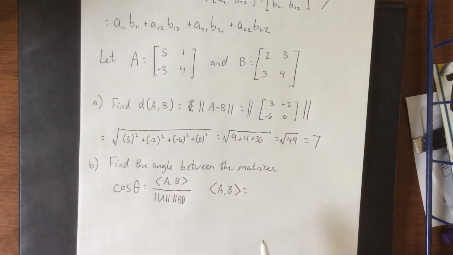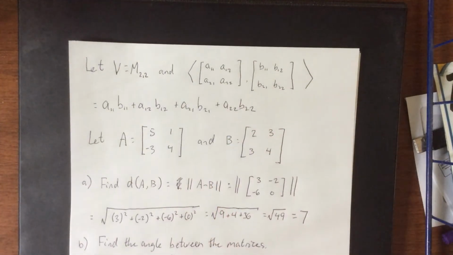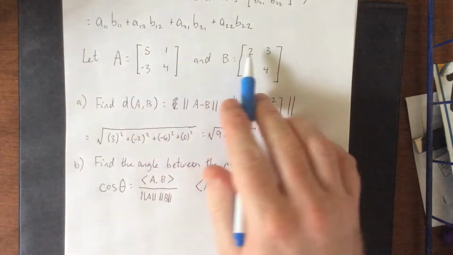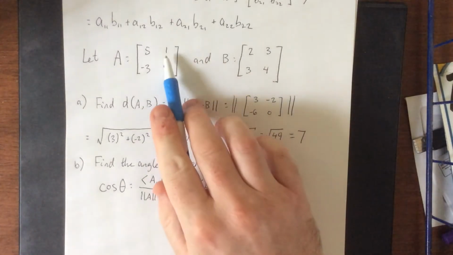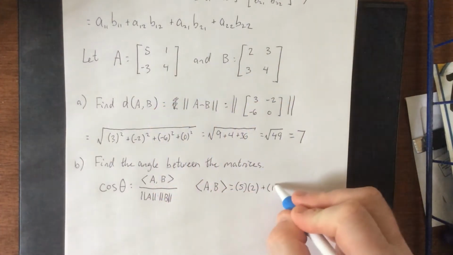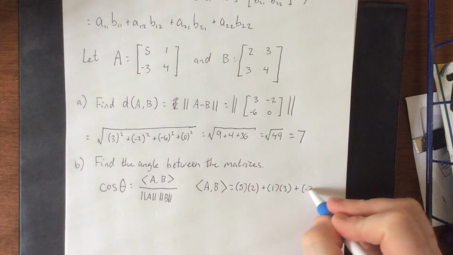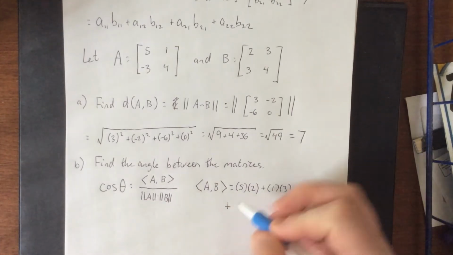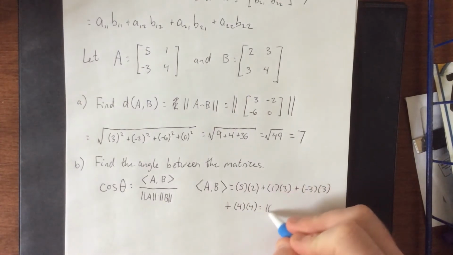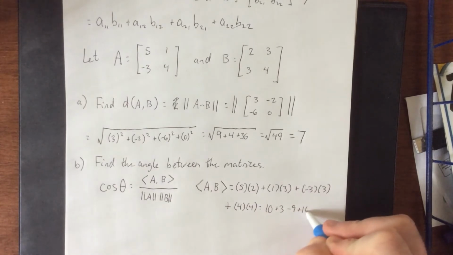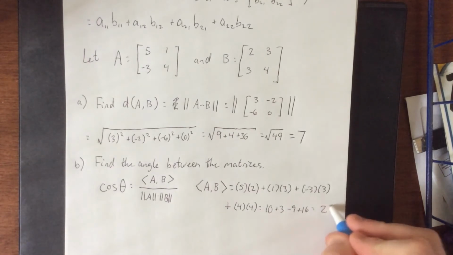Now again, according to the definition at the top of the page, we will be multiplying corresponding components together and adding them all up. So, multiplying 5 times 2 for the 1, 1 entries. For the 1, 2 entries, we'll do 1 times 3. For the 2, 1 entries, negative 3 times 3. And then for the 2, 2 entries, we'll see 4 times 4. So I'm seeing 10 plus 3 minus 9 plus 16. 16 minus 9 is 7, plus 3 is 10, plus another 10 is going to be 20.